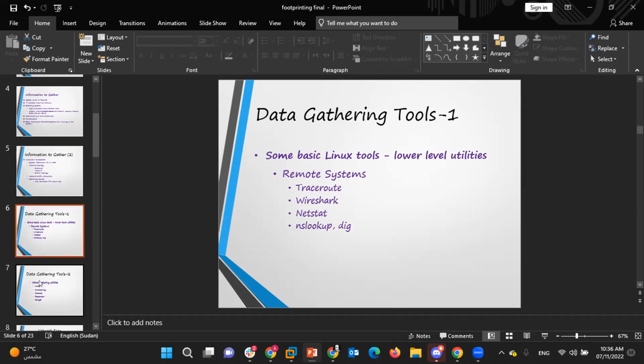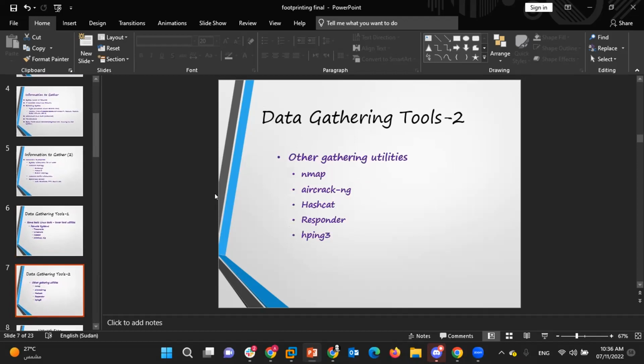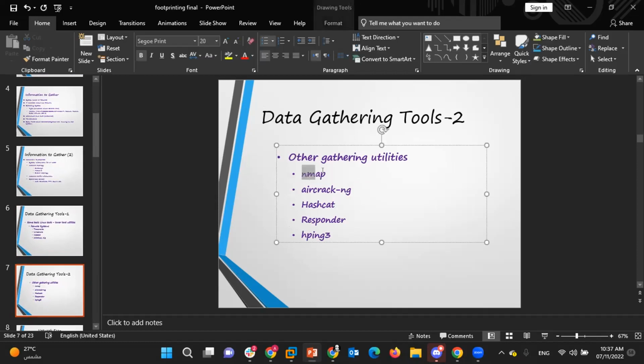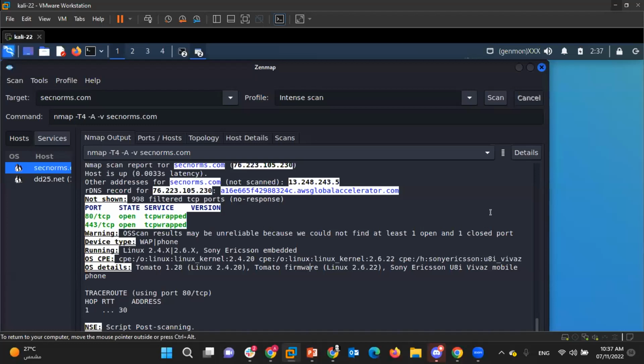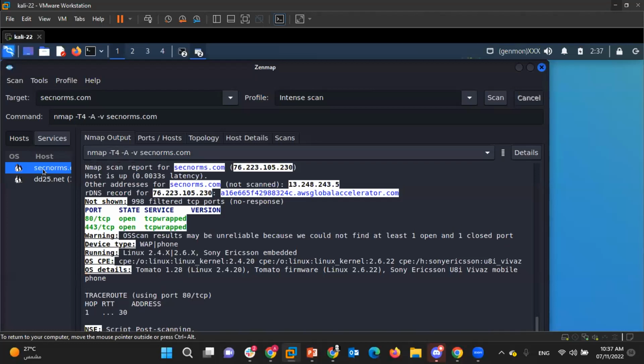Also, we have other tools like Nmap, as all of you know about Nmap, Aircrack, Hashcat, Responder, HPing. Nmap is a famous tool used for scanning, as we saw before. And back to it, yes, it is finished for now.